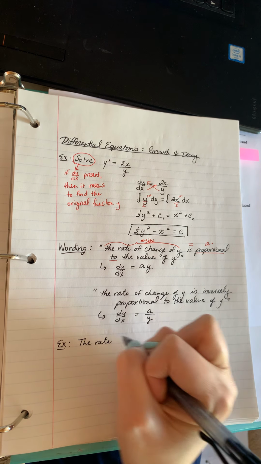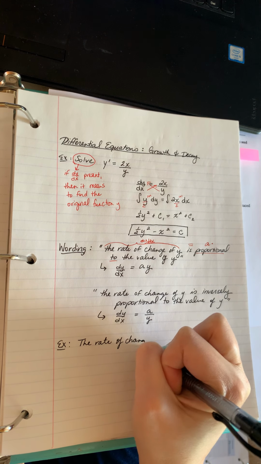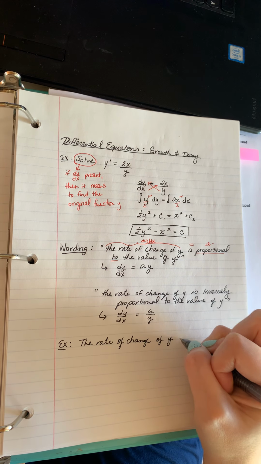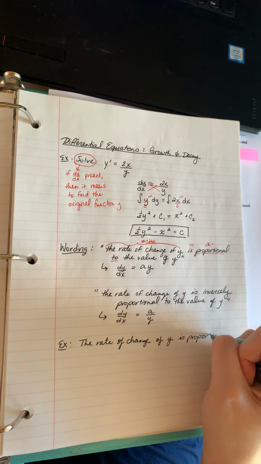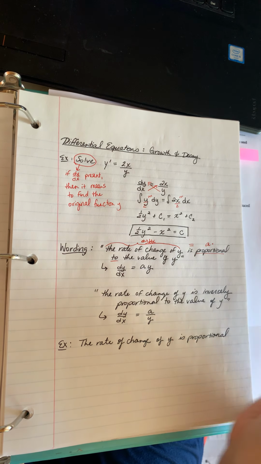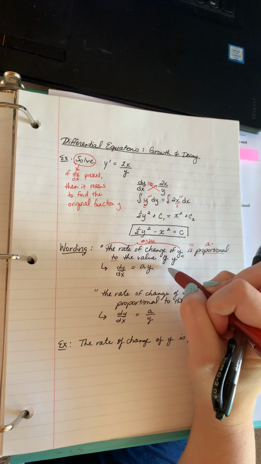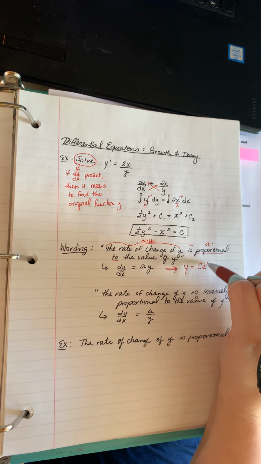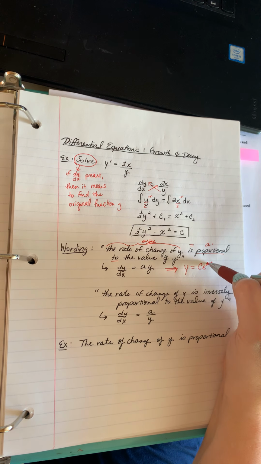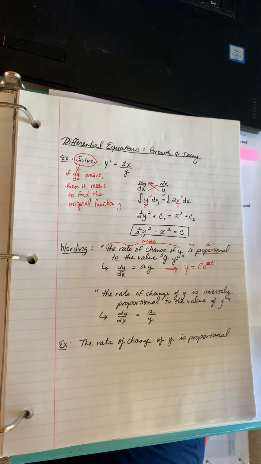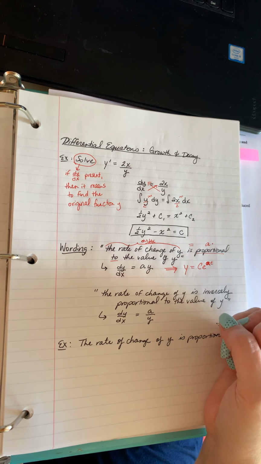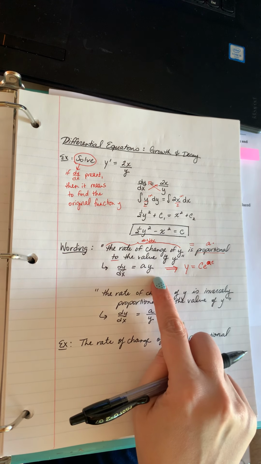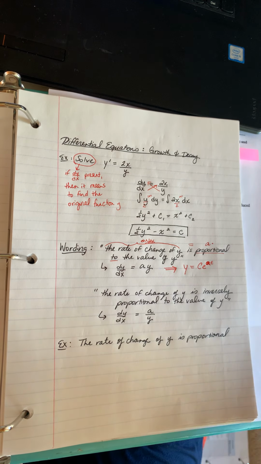The rate of change of y is proportional. Oh, and if they say is proportional to, this comes out to be y equals ce to the kt, or at is what I had there. So let's actually put an a, e to the at. So you can skip to that if you want to, but I would write this step first, probably, since we're doing an FRQ.